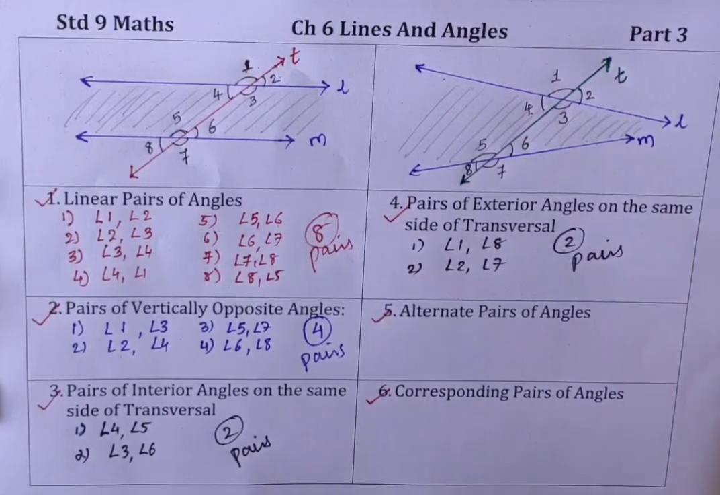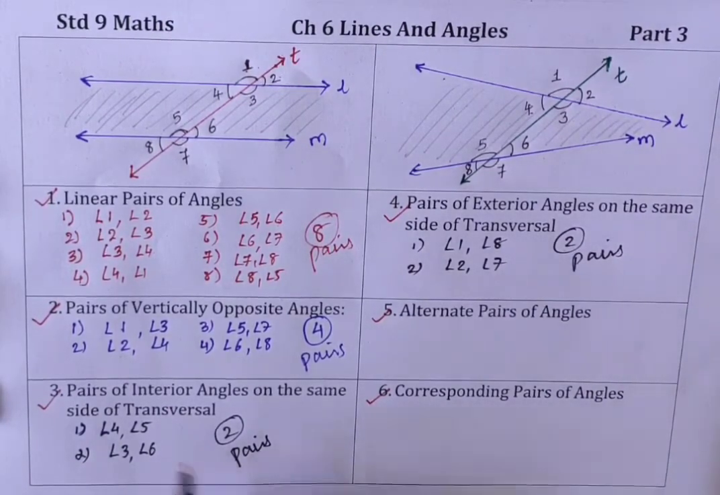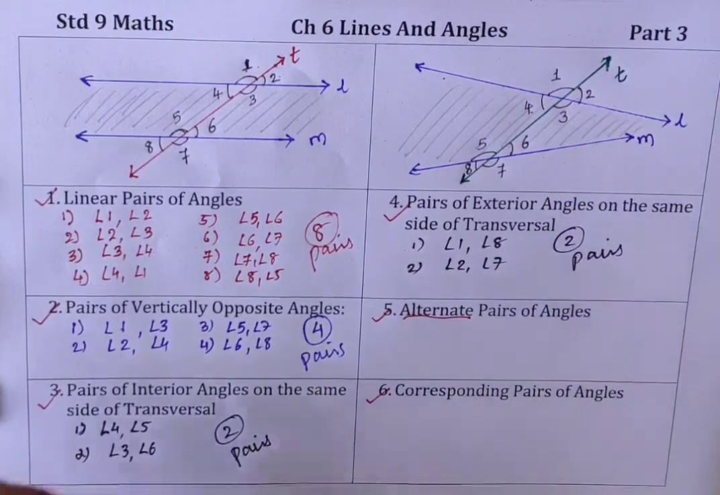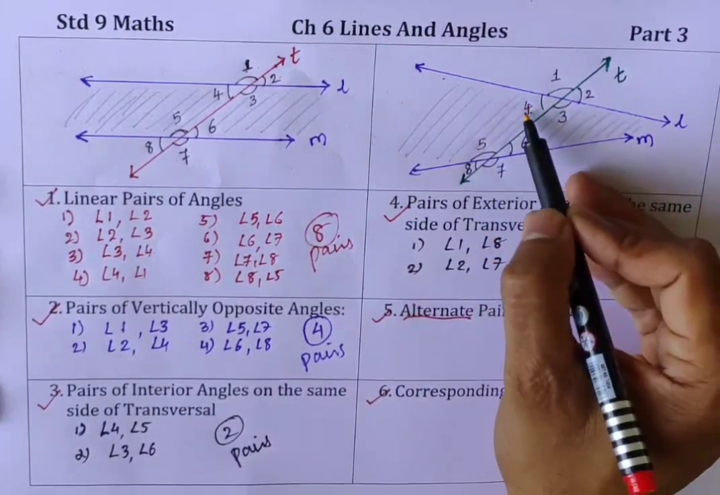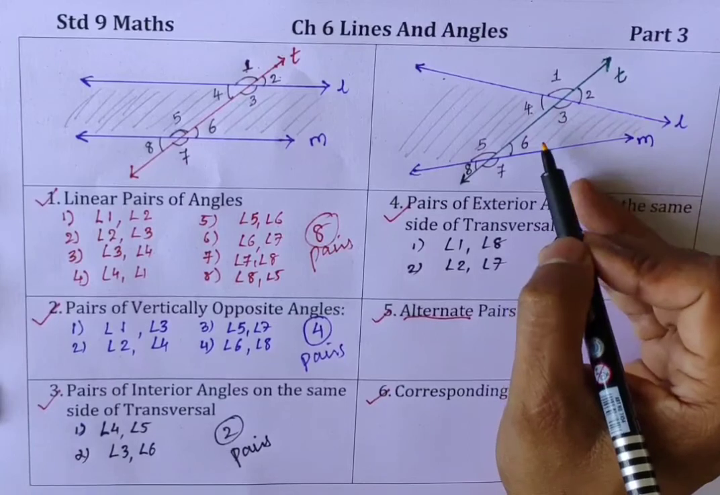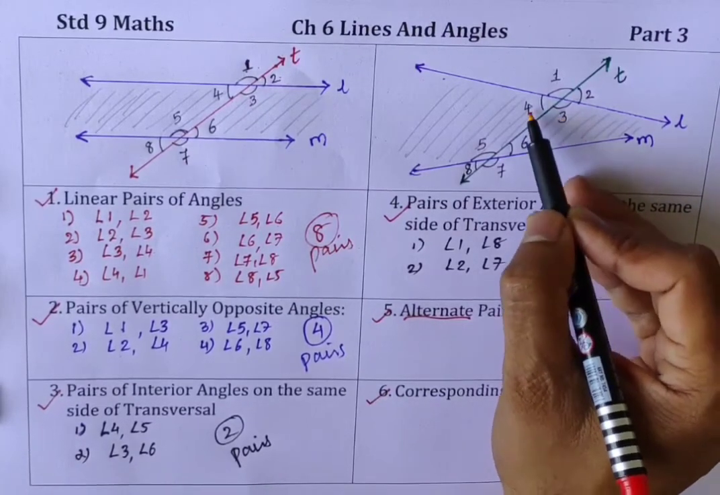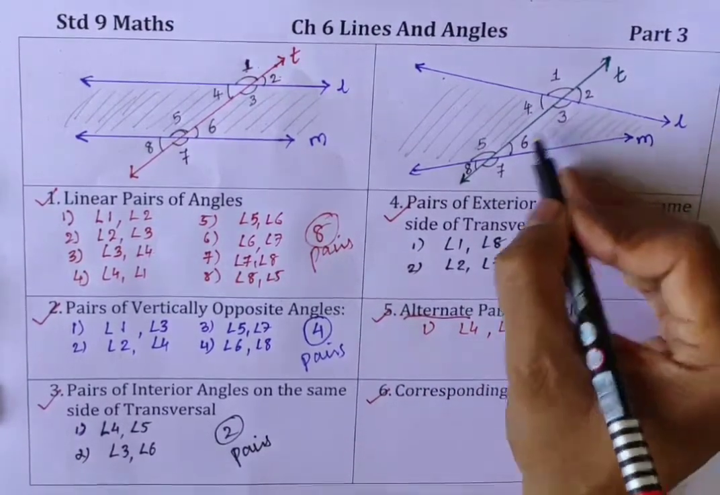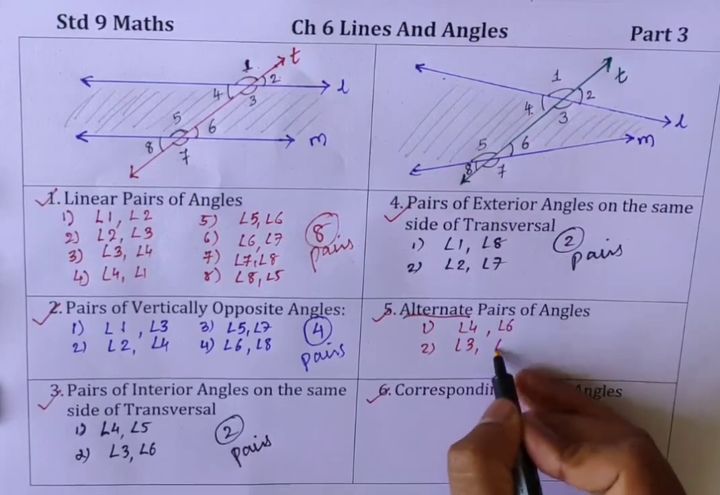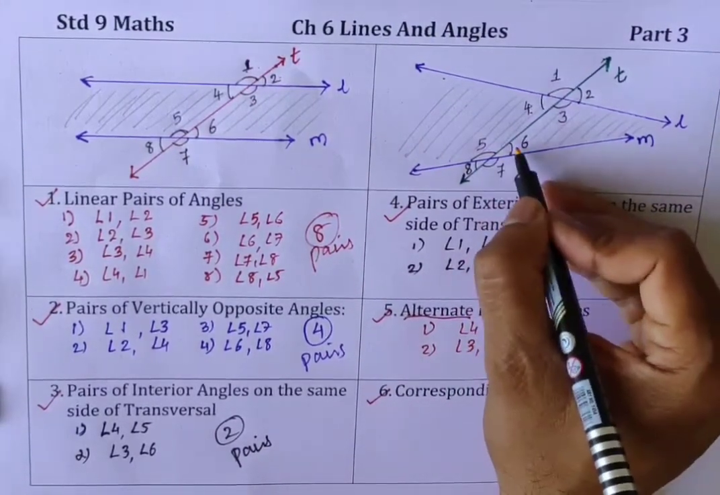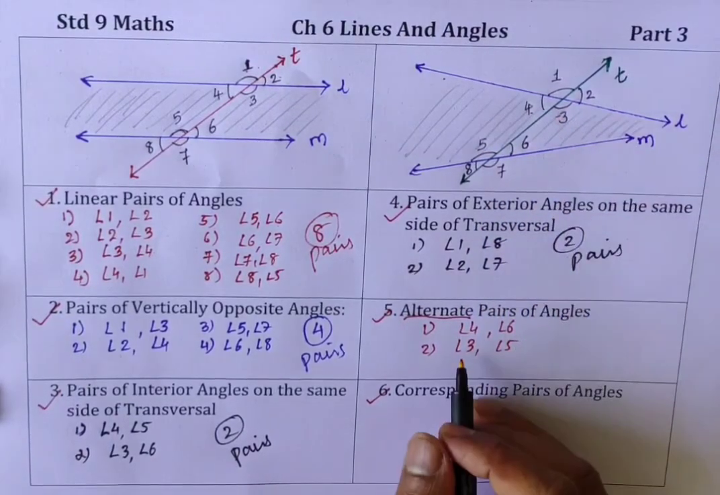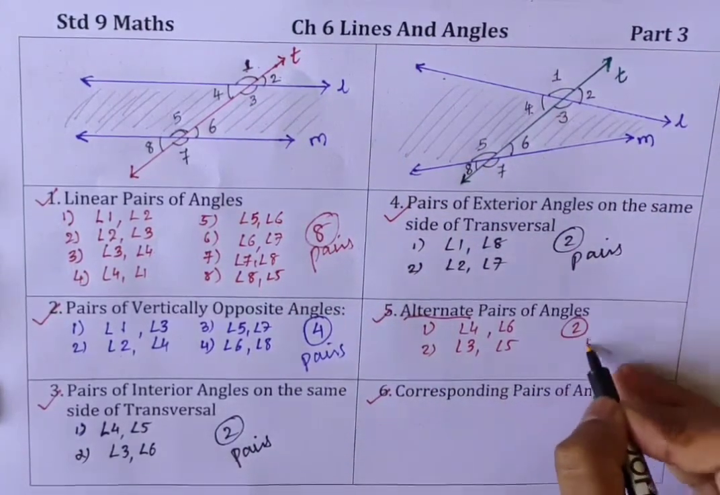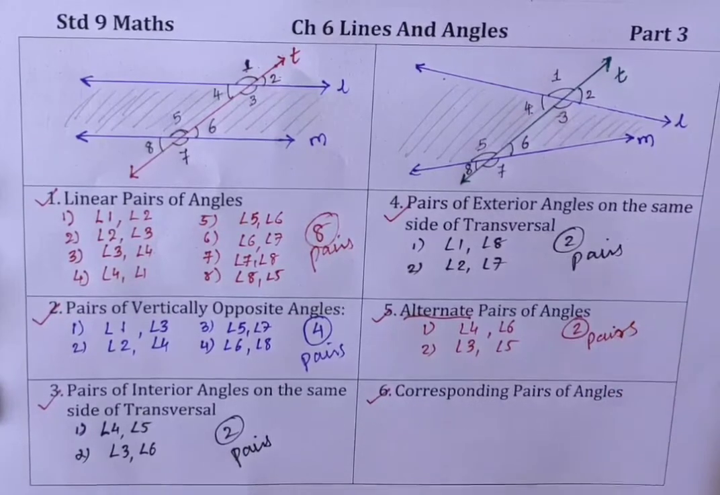Now look at the alternate pairs of angles, children. Alternate means they are on alternate sides, in the interior, and not linear. So in the interior, angle 4 has angles 3 and 6 on the other side, but 4 and 3 are linear. So the first pair is angle 4 and angle 6. The second pair is angle 3 and angle 5. 5 and 6 form a linear pair, and 4 and 5 are on the same side, not the alternate side. So you have 2 pairs of alternate angles. Is that clear to you?